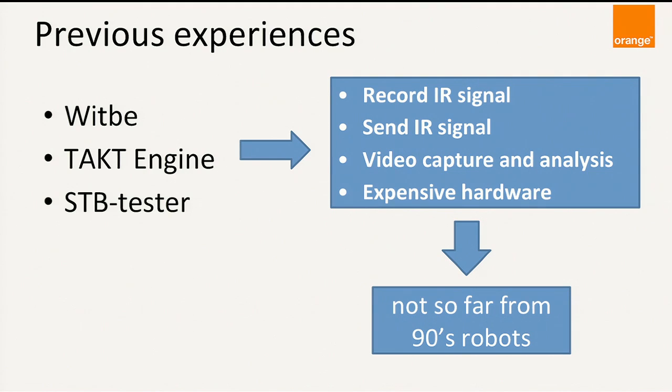So let's get back to our robots from the 90s. In fact, we've tried three kinds of tools: WITB, TACB engine, and STB testers. All these tools work quite the same. There is an infrared receiver and emitter that emulates the remote control, and there is some electronic device to do video capture and video analysis.